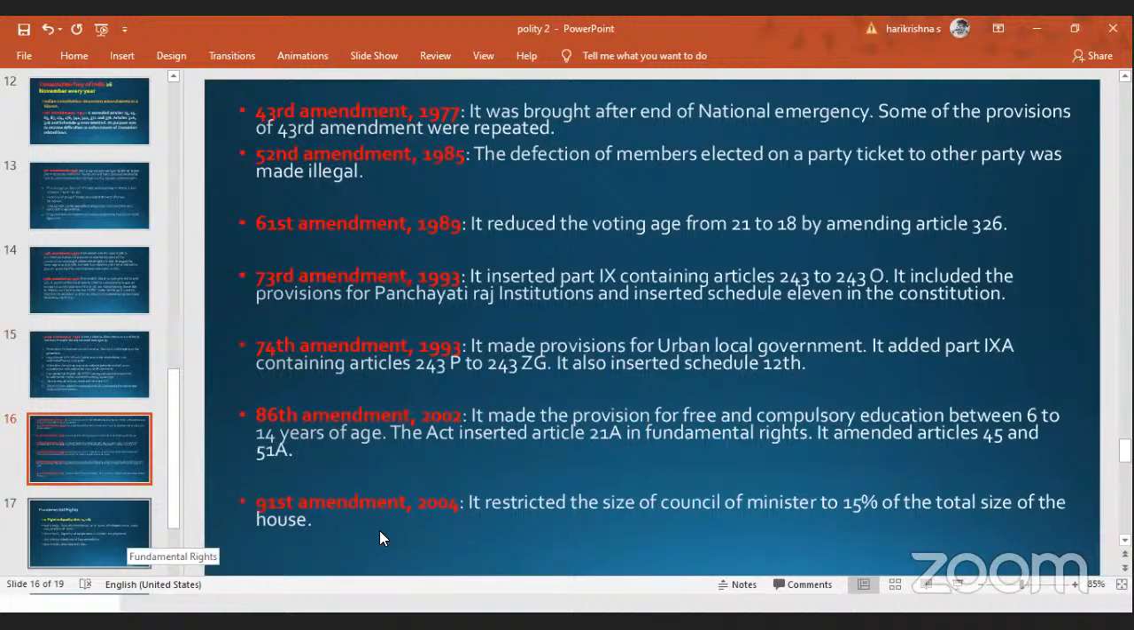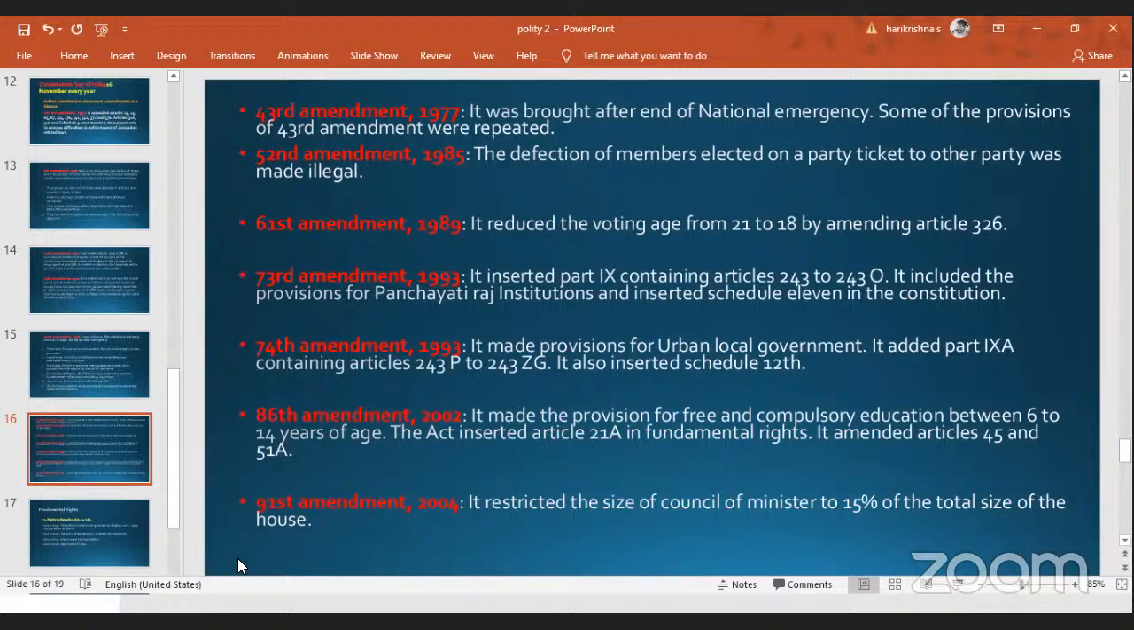The next is the 61st Amendment 1989, which reduced the voting age from 21 to 18 by amending Article 326. So as we have the voting right at the age of 18 now, earlier the voting age for people was 21. But in the 61st Amendment 1989, it was reduced from 21 to 18. This is very important, so keep it in mind.